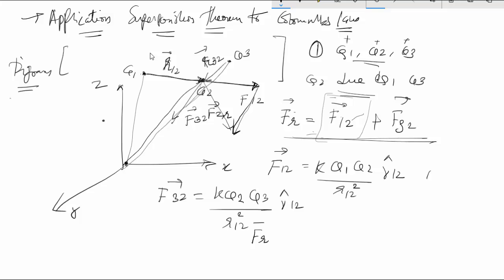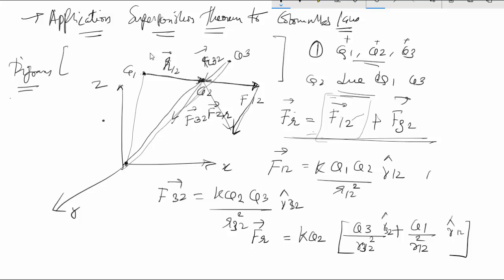So when you are doing the summation, what you will find is that you can take the Q2 common. So you can write KQ2, and what will remain inside is Q3 divided by R32 whole square plus Q1 divided by R12 whole square, with the unit vector R32 and the unit vector R12. So this is a general equation which you will find.